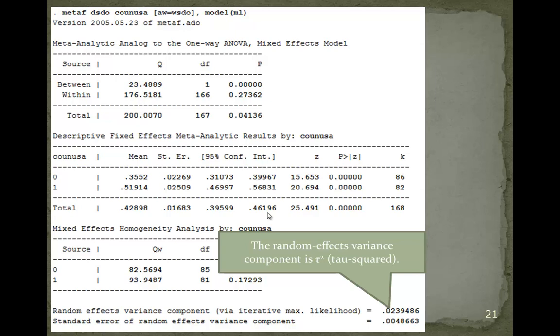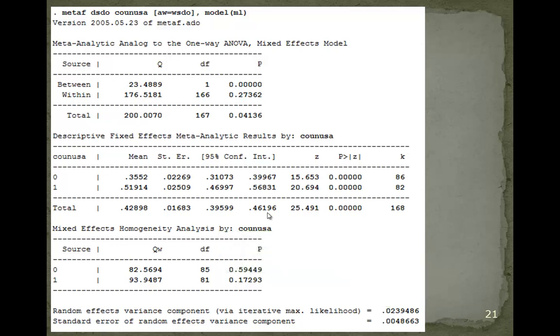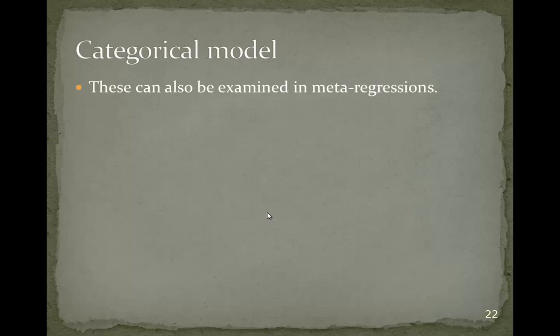And then down at the bottom here, you've got the random effects variance component. That is tau squared that you see at the bottom. You'll see in the next analysis, we estimate it very similarly when we use the metareg command. So categorical models can also be examined in meta-regressions. In fact, I very rarely anymore use meta-f except when I'm doing bivariate model testing. Usually I've got big databases where I can look at a lot of covariates all at once, and so I'll mix categorical and continuous variables in meta-regressions all together. It's the only way to do it.